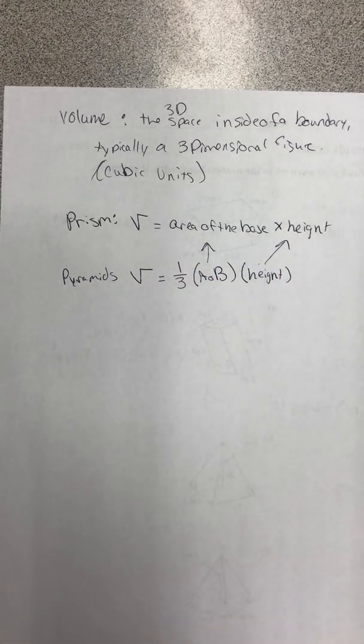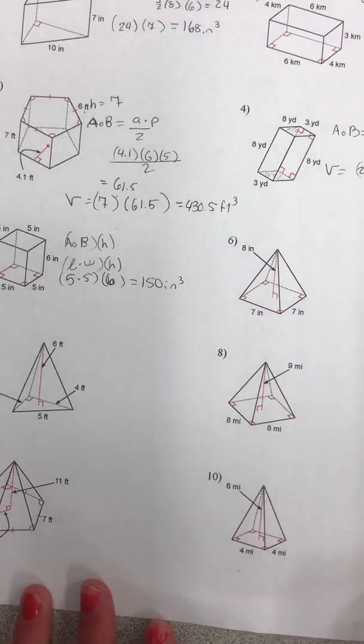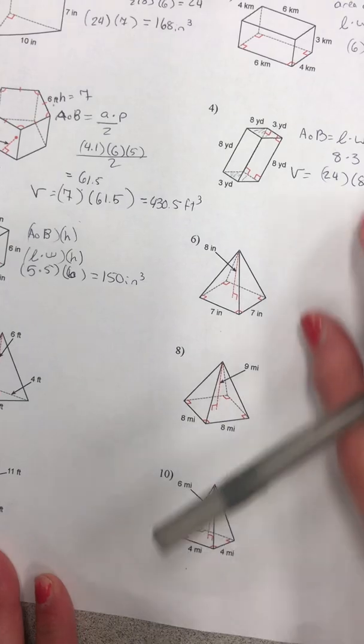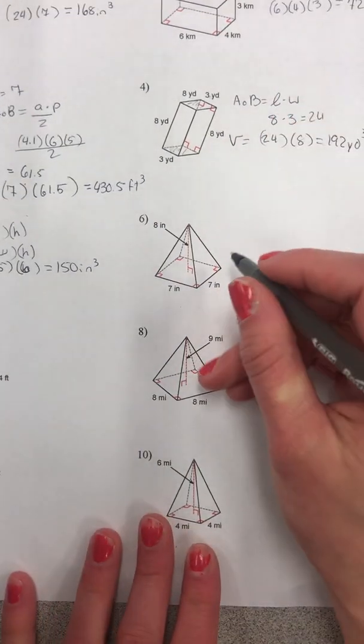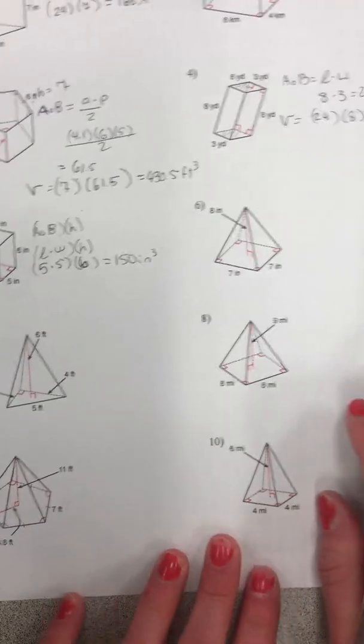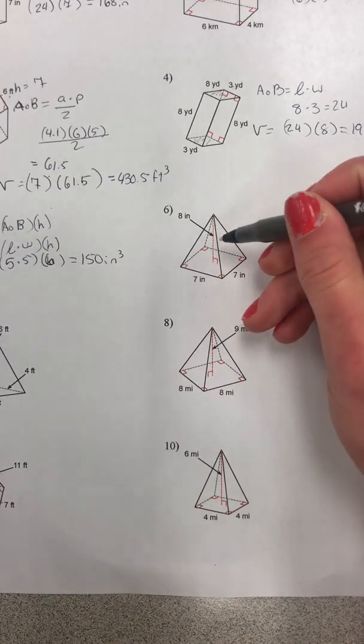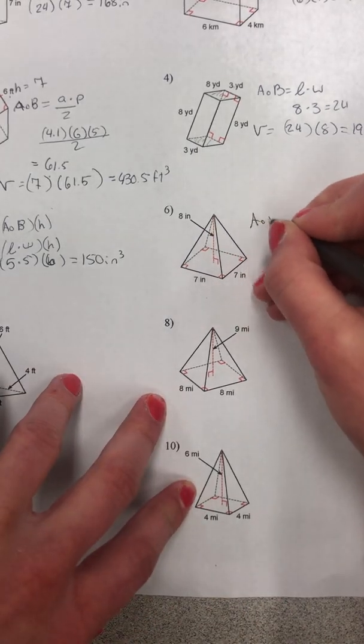So basically, you take the prism formula and divide it by 3, and that will be the area formula of your pyramid. So let's go back to number 6. For our pyramid, we need to take the area of the base. And when it says the height, it does not mean the slant height, it means the altitude of the whole figure. So looking at this one, to find the area of the base.